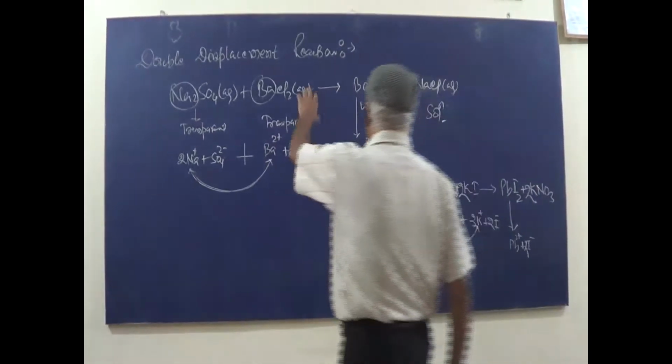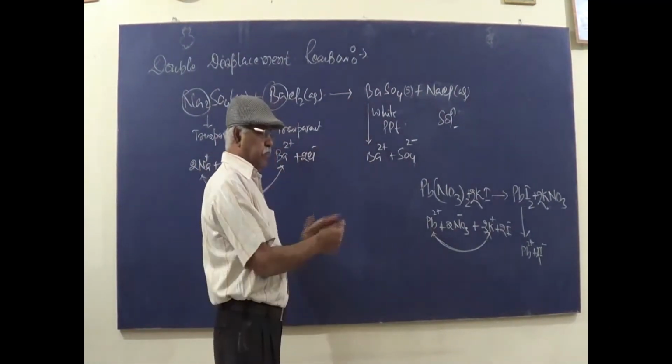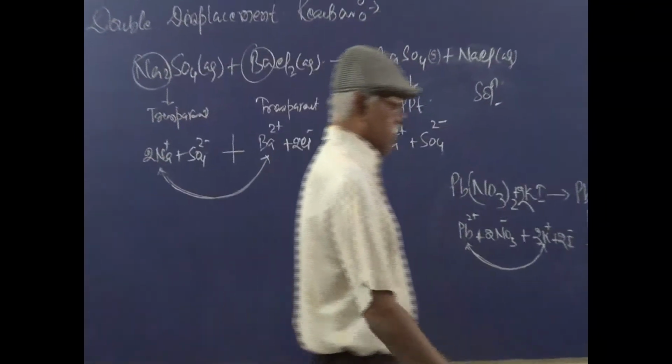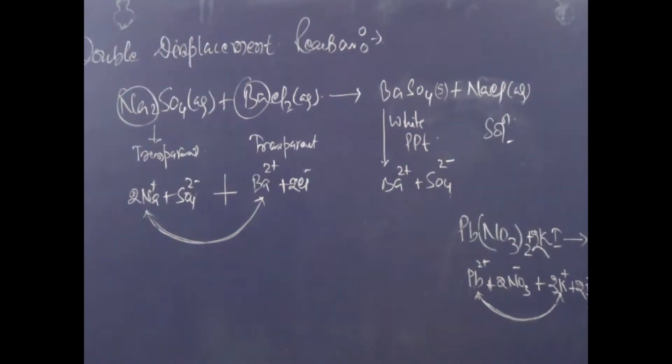Children, now you have seen that a white precipitate of barium sulfate is formed. Now please write both chemical equations. We will explain the next part. We are going to teach you another part of that.